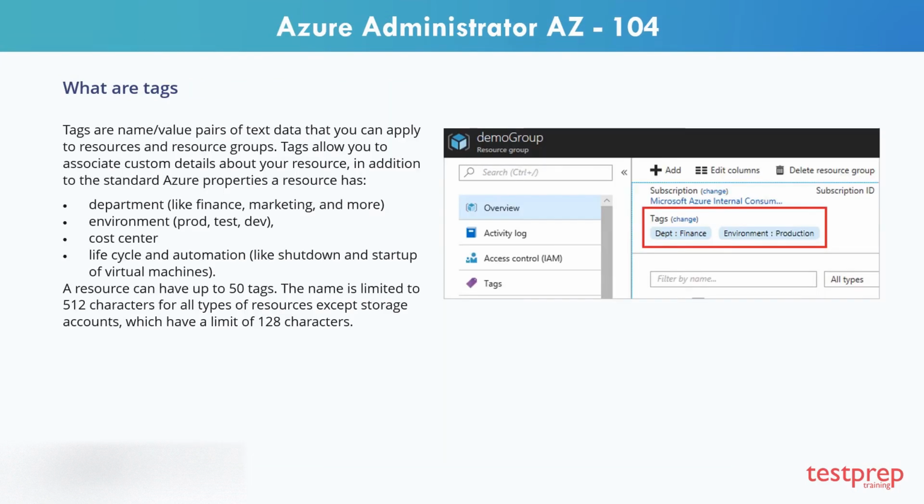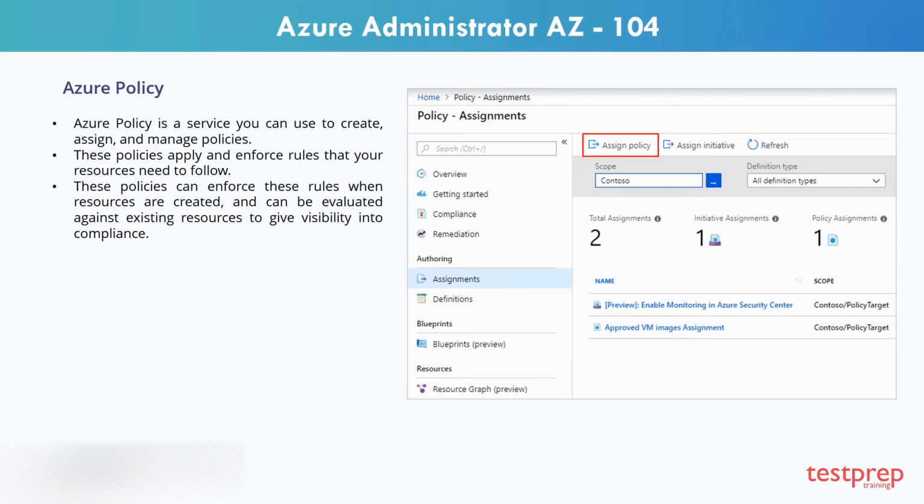Tags are name-value pairs of text data that you can apply to resources and resource groups. Tags allow you to associate custom details about your resource. A resource can have up to 50 tags. Azure Policy is a service you can use to create, assign, and manage policies. These policies apply and enforce rules that your resources need to follow. These policies can enforce these rules when resources are created, and can be evaluated against existing resources to give visibility into compliance.